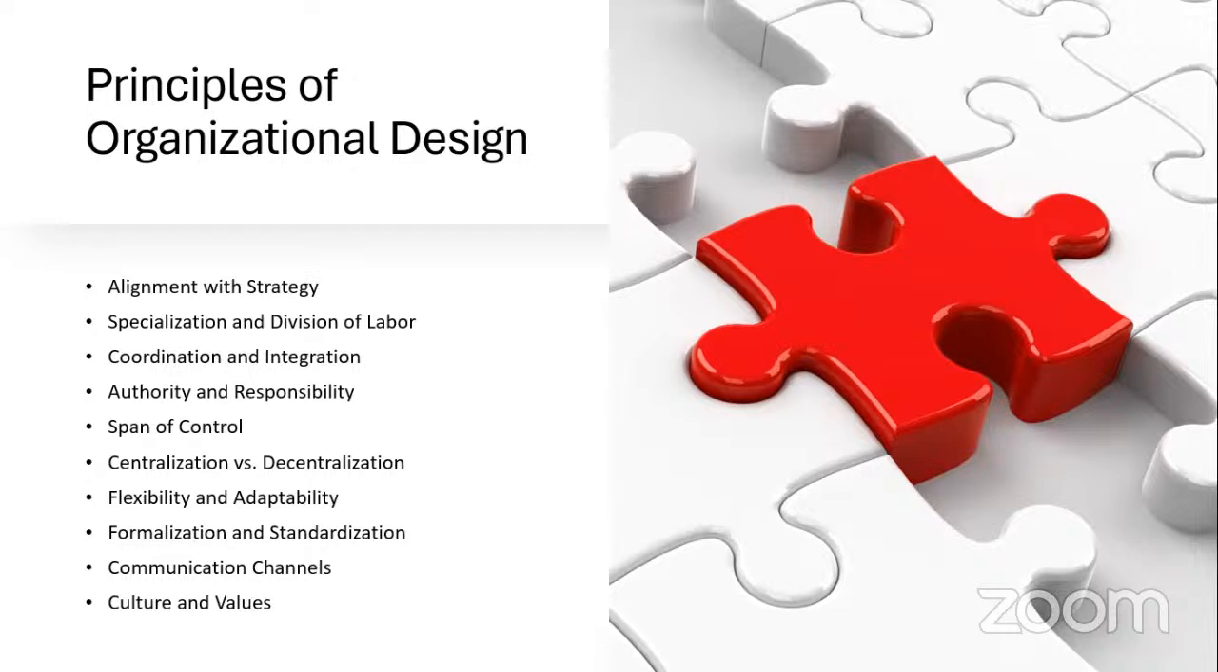Your organizational structures should be flexible and adaptable, especially in an agile environment like we have now. Formalization and standardization. Formalization, talking about rules, regulations, and all of that. Standardization, talking about establishing policies, having standards, policies that must be followed through.